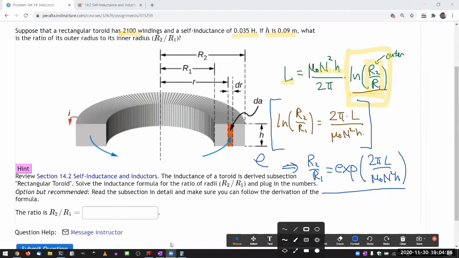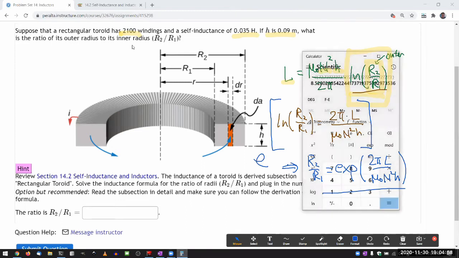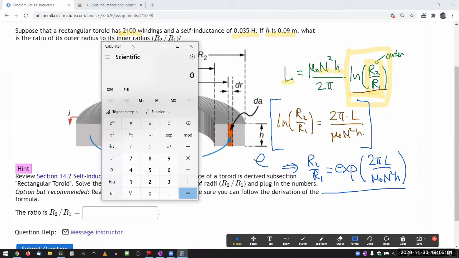Oh, and I guess I came this far. Let me just plug in the numbers into the calculator. So this is what you should have. 2 times pi times the inductance, 0.035, divided by mu naught, which is a very interesting quantity. In the basic SI unit, it's 4 pi times 10 to the power of minus 7. So how should I write it? Let me write it as 1 e minus 7. In the correct unit, mu naught is an interesting physical quantity.